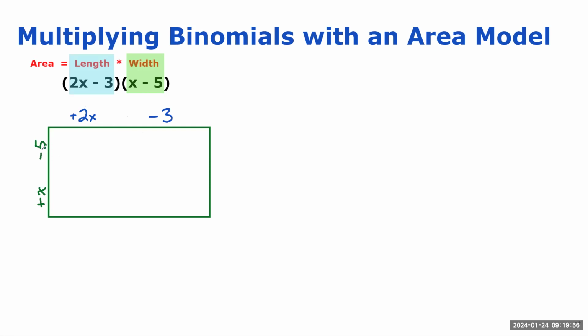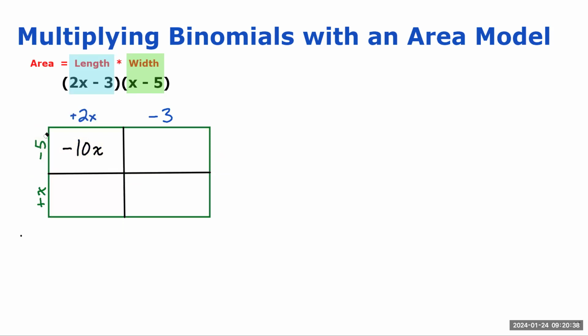Now, we've got two terms on the vertical axis, two terms on the horizontal axis, and we're going to create our area model. So I'm going to separate this one large rectangle into four smaller rectangles. And now what I'm going to do is just multiply length times width four times over. So we're going to multiply negative 5 times 2x. That's going to give us a product of negative 10x.